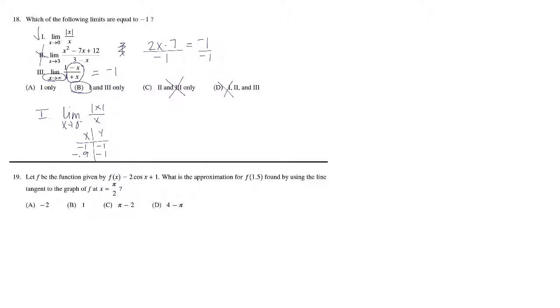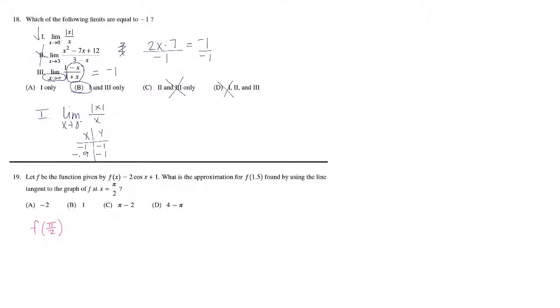Okay, for our next problem, let f be the function given by blah. What is the approximation for 1.5, found by using the line tangent to the graph at x equals pi over 2? This is where if we don't remember our trig values, it's really going to suck, but hopefully we all remember them. So we have f at pi over 2.